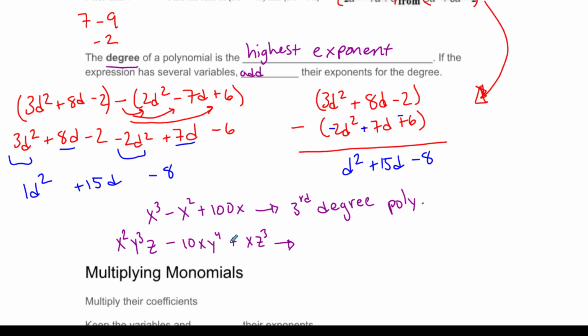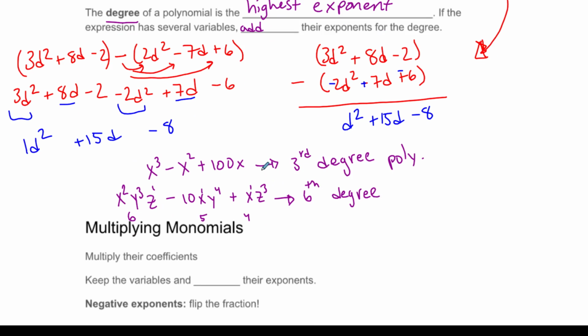So I'm going to look for, let's see, each term. So this is 2 plus 3 plus 1, that is 6. Let's see, 1 plus 4 is 5. 1 plus 3 is 4. So this would be a 6th degree polynomial. We look for the term whose exponents add to the biggest number. In this case, it was the first term. It's not always the first term, but it's a lot easier to deal with when we write it that way.